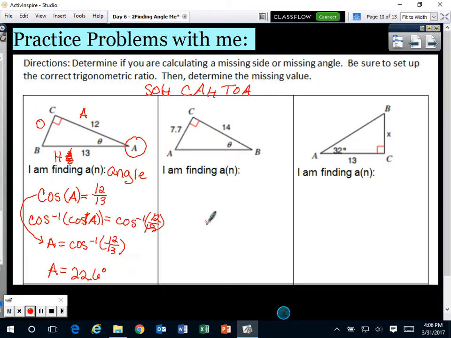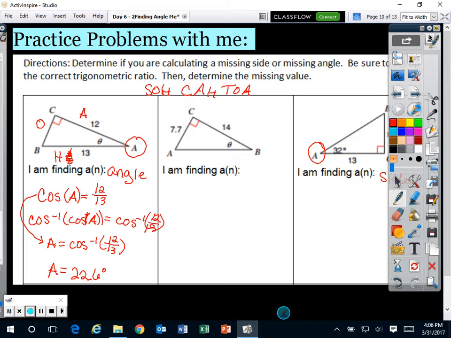I'm going to skip that middle one because it's another angle one. I want to come over here to this third one. They gave us this angle. When they give you the angle like that, they tell you it's 32 degrees, that's your reference angle. What they did do is put a variable over here for this side. So that's the side we're trying to find. We're trying to find x. So we're finding a side. I'm going to erase that little arrow so that it doesn't look weird or confuse anybody.